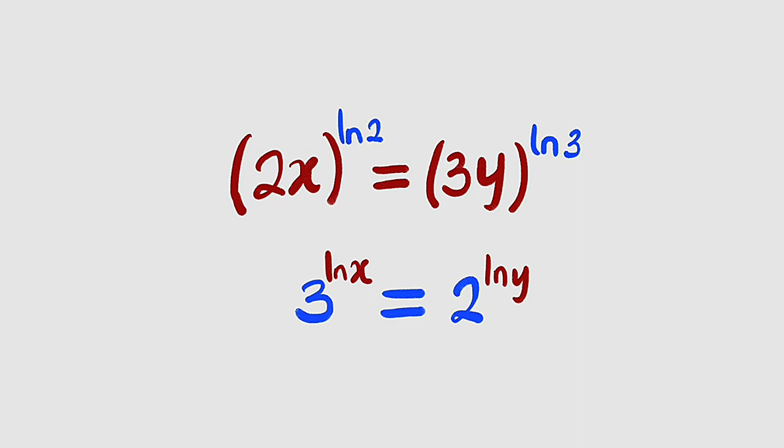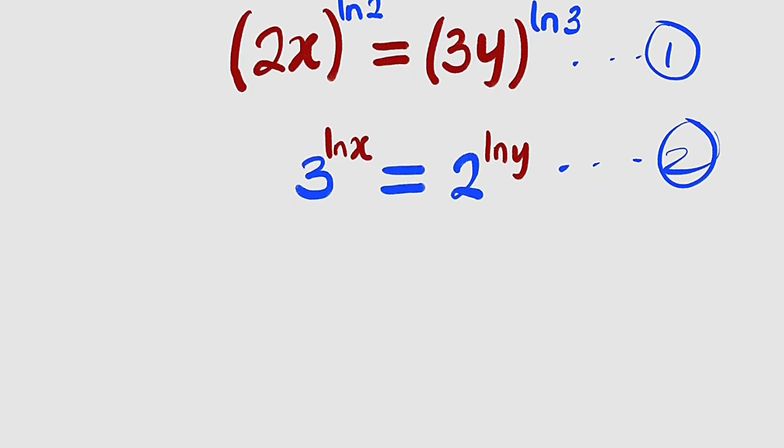In this tutorial, we are going to find a solution to this system of logarithmic equations, though it is also an exponential equation. We want to find the real values of x and y that can satisfy both equations, and the equations are 2x to the power of ln 2 equal to 3y to the power of ln 3, and the second equation is 3 raised to the power of ln x equal to 2 raised to the power of ln y. Let us tag the two equations as equation 1 and equation number 2.